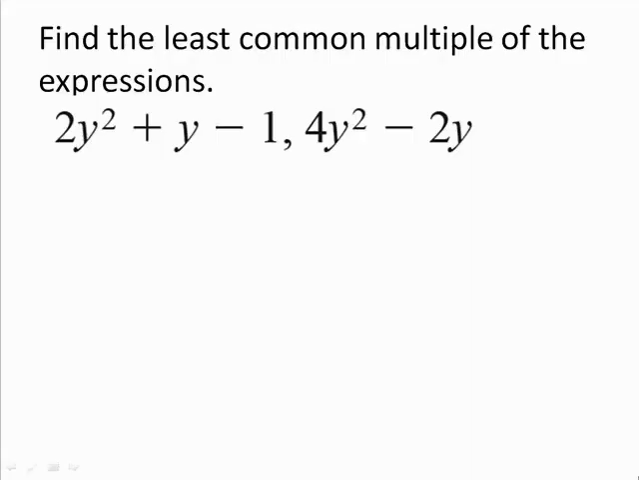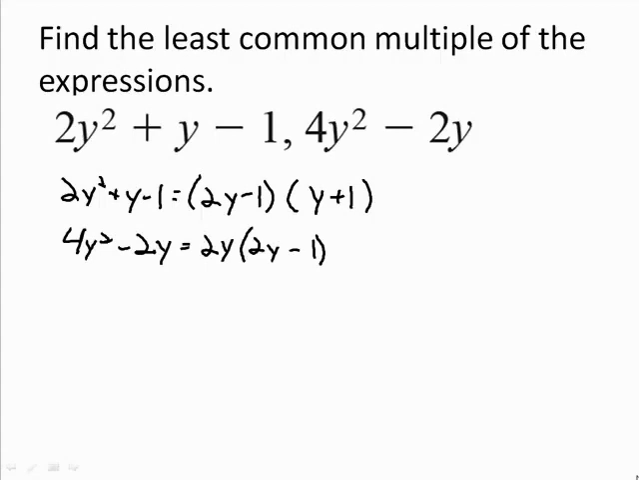Find the least common multiple of the expressions 2y squared plus y minus 1 and 4y squared minus 2y. 2y squared plus y minus 1 can be factored into 2y minus 1 and y plus 1. 2y can be factored out of 4y squared minus 2y. The least common multiple has to contain each of these factors. It has to contain 2y, 2y minus 1, and y plus 1. So the least common multiple is 2y times y plus 1 times 2y minus 1.